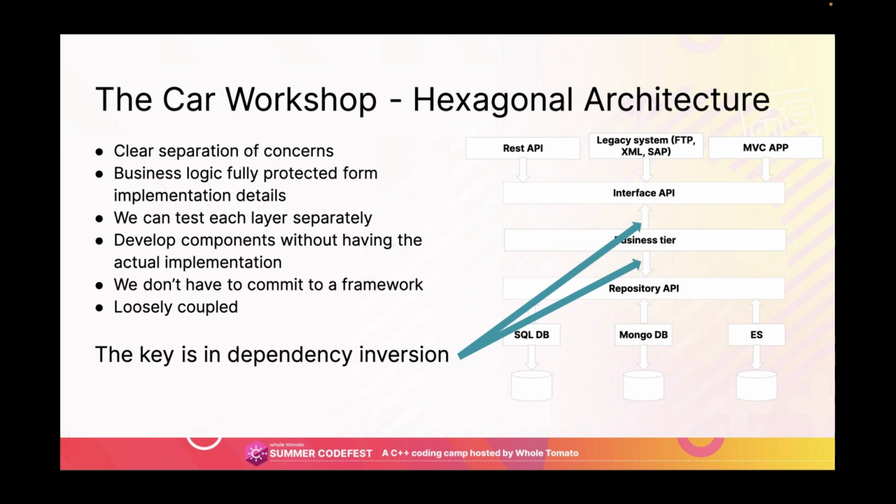And with this, we have a clear separation of concerns. We have our business logic fully protected from implementation details, and we can test each layer separately. We don't have to commit to any given framework, and it is loosely coupled. And notice here that the key is actually in the inversion of control or dependency inversion in the business tier for the interface API and the repository API. And this is what we actually call the hexagonal architecture, which we'll go into further detail now.